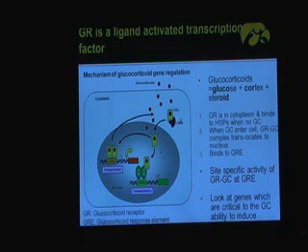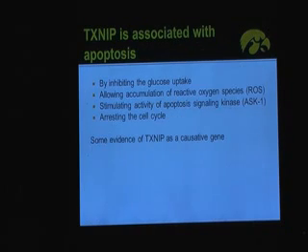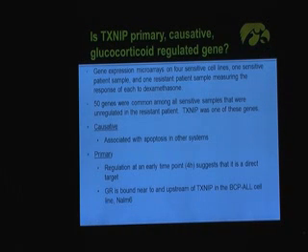The gene I have chosen to work on is TXNIP. Is TXNIP a primary positive glucocorticoid regulated gene? Gene expression microarrays on 4 sensitive cell lines, 1 sensitive patient sample and 1 resistant patient sample, measuring the response of each to dexamethasone, yielded 50 genes which were common among the sensitive patients that were unregulated in the resistant patients, and TXNIP is one amongst these genes.